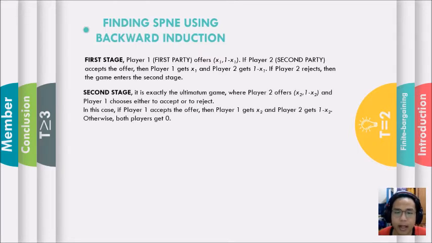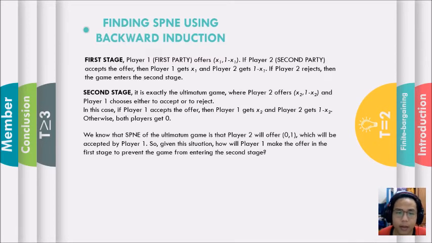At the second stage, it is exactly the same as the ultimatum game, where player 2 offers x2 and 1 minus x2, and player 1 chooses either to accept or to reject. In this case, if player 1 accepts the offer, then player 1 will get x2 and player 2 will get 1 minus x2. Otherwise, if player 1 rejects, then both players will get 0. And from the previous session, we know that the SPNE of the ultimatum game is that player 2 will offer 0 and 1, which will be accepted by player 1.